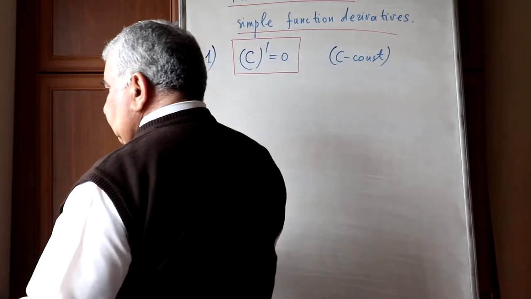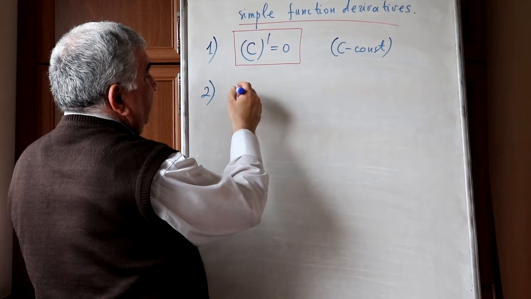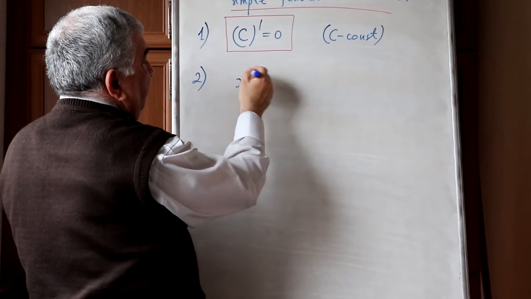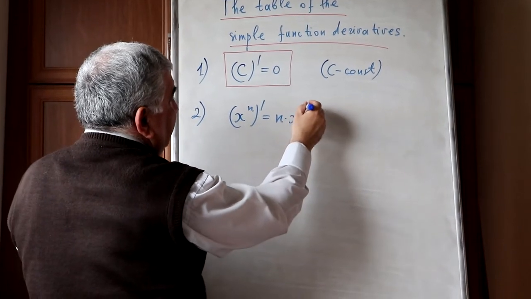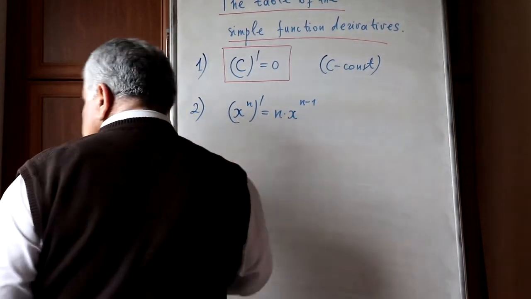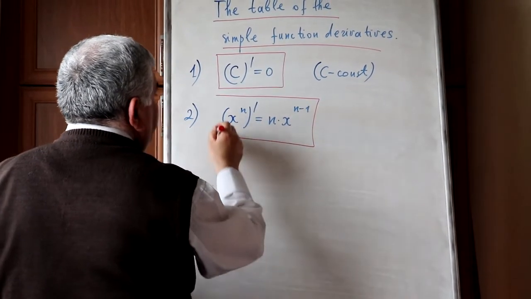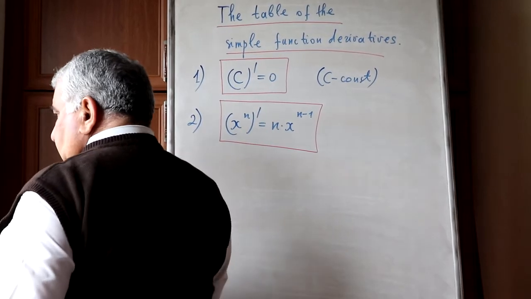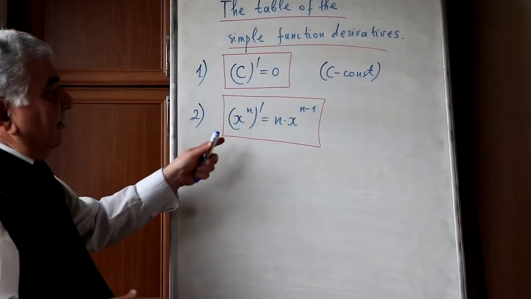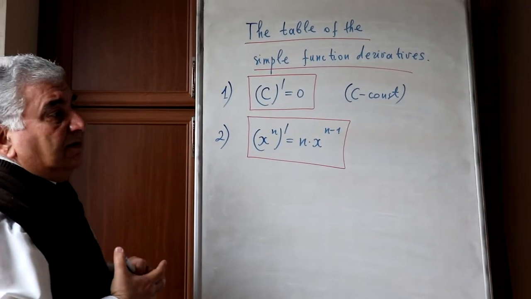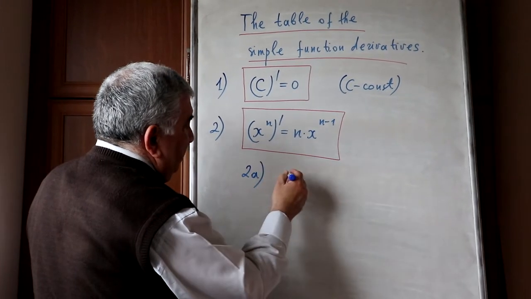Second formula. Derivative of the power function. X to n prime is n multiplied by x to n minus 1. It is the power function, derivative of the power function. And here we can give also the particular cases for the derivative of the power function. The formula 2a: x prime is 1.